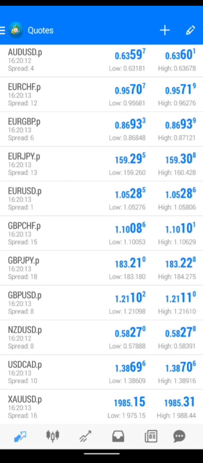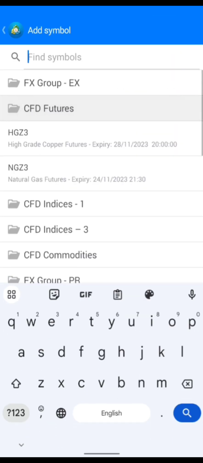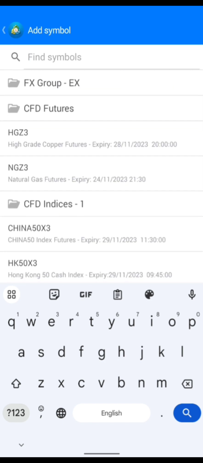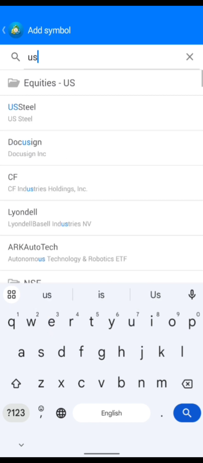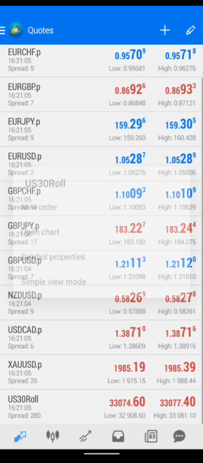Basics of trading, basically. Here in these quotes, you can add or remove your preferred pairs. At the top right, we have that plus icon. You find symbols, and you add any pair you want. You have the option of searching, or you come here and pick from the list given. Let's say I want to add something like US 30, this one. When you come back here at the bottom, you realize you have US 30 roll.